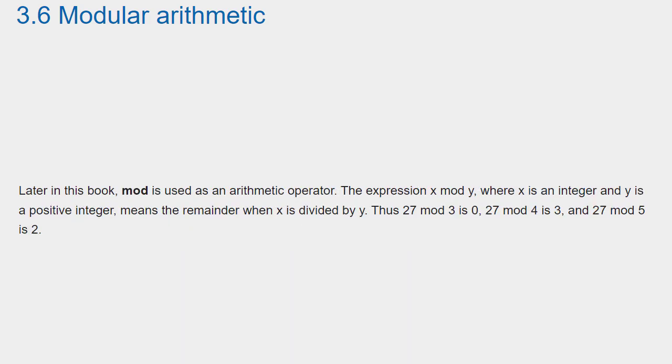Later in this book, mod is used as an arithmetic operator. The expression x mod y, where x is an integer and y is a positive integer, means the remainder when x is divided by y. Thus, 27 mod 3 is 0, 27 mod 4 is 3, and 27 mod 5 is 2.